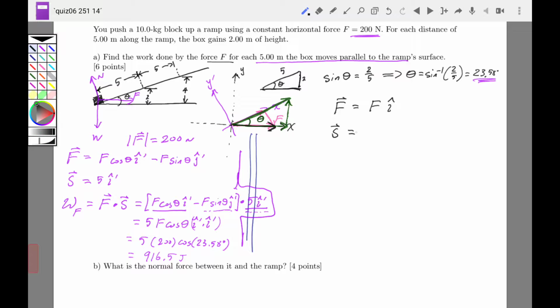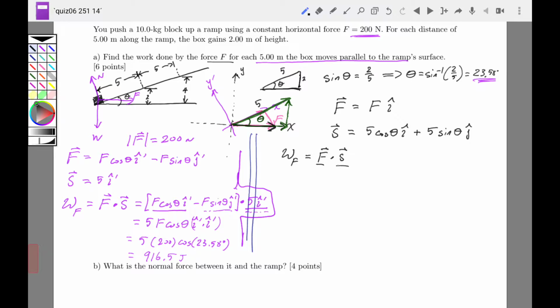The displacement vector in the x component is 5. Right, the hypotenuse was 5 for the displacement. So it's 5 cosine theta i hat plus 5 sine theta j hat. And now the work done by the applied force.